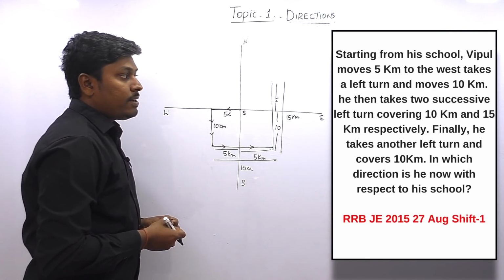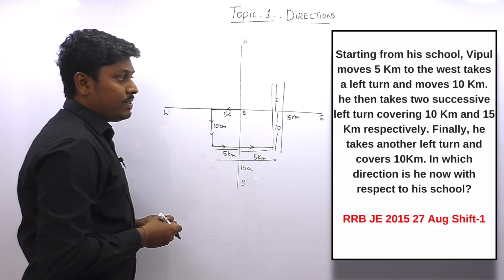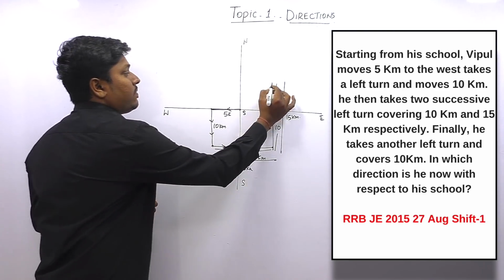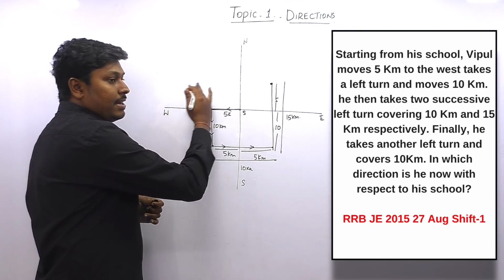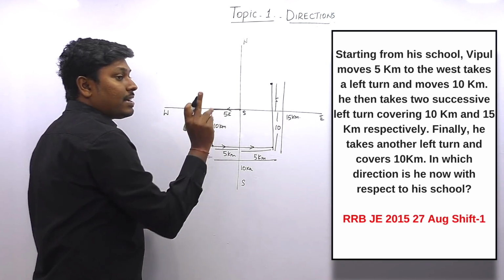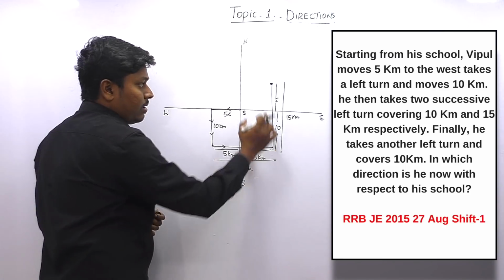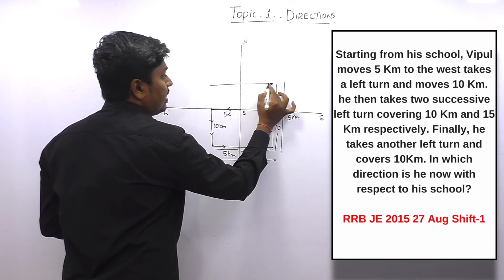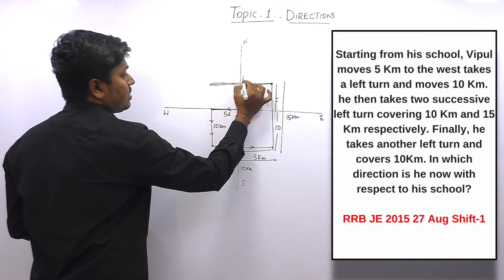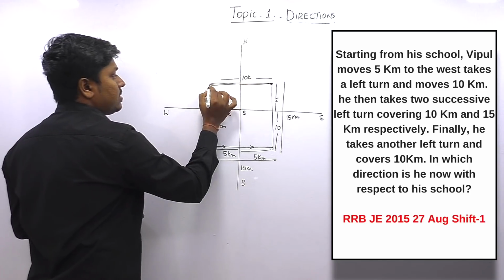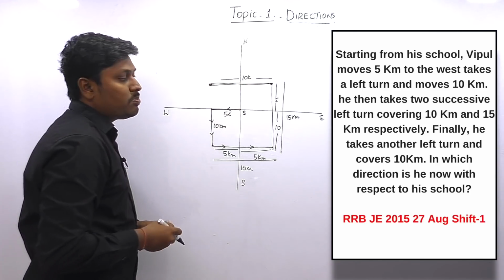And the last point, finally, he takes another left turn, covers 10 kilometers. So from this point, he is taking another left turn, will be this side, and covering 10 kilometers. So remember that this parallel line is 5 kilometers. So from this point, he is taking a left turn and covering 10 kilometers. So this will be the total distance of 10 kilometers. So finally, he will be at this point.